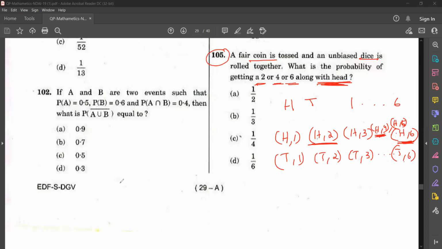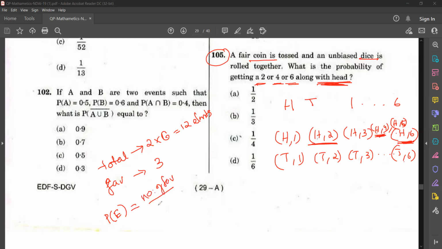So listen, what are the total number of elements in this sample space? Total number of elements is 2 into 6, that is 12 elements. Now, what are the required or favorable number of elements? 1, 2, 3. So, what is the probability? Probability of this event is equal to number of favorable outcomes by total number of outcomes. So, favorable is 3, total is 12. So, just cancel. You will get the answer as 1 by 4. Option C is the correct answer.